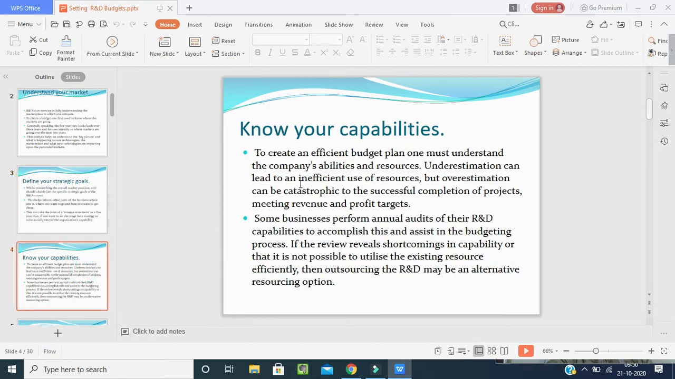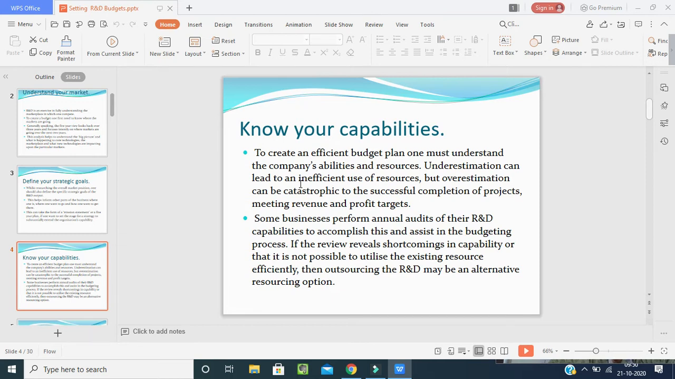And third one is know your capabilities. What is the capability of your product or of your organization? So what is happening here? To create an efficient budget plan, one must understand the company's ability and resources. What are the resources we are having? What are the abilities we are having? We have to understand that. Depending on that, we have to start the plan.